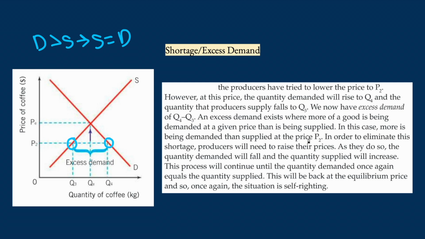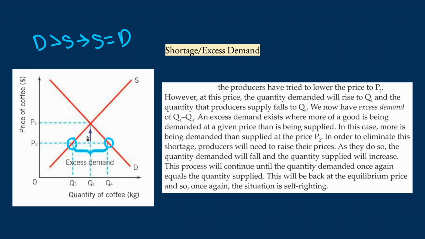But in order to eliminate the shortage, producers will need to raise their prices. As they do so, the quantity demanded will fall and the quantity supplied will increase. This process will continue until the quantity demanded once again equals the quantity supplied. This will be back at the equilibrium price, and so once again, the situation is self-righting. Basically the same process as before.